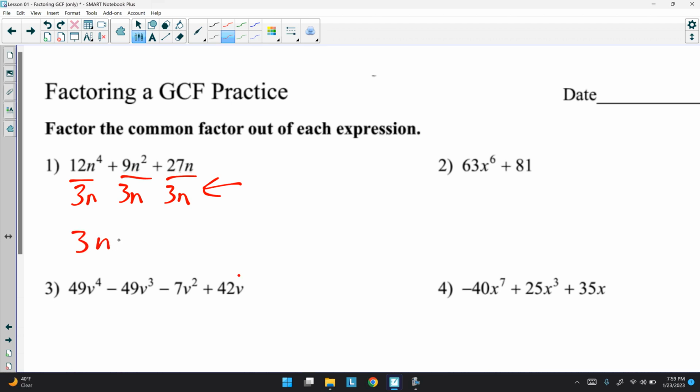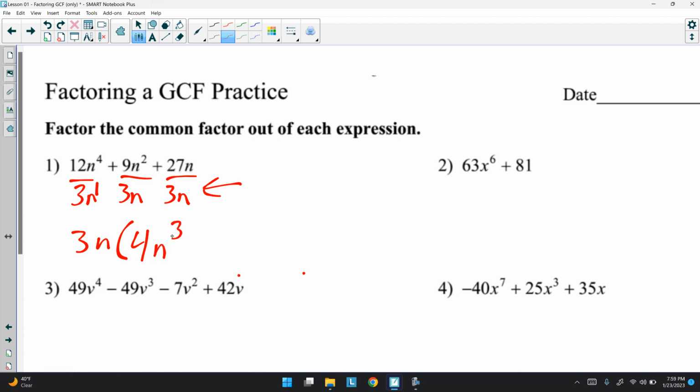12 divided by 3 is 4. n to the fourth minus that, n to the first. I say minus because remember, division, you subtract the exponents. So 4 minus 1 is 3. So 4n cubed plus 9 divided by 3 is 3.